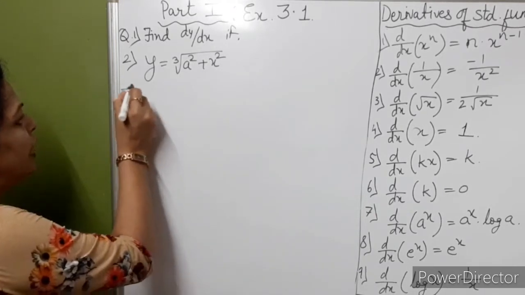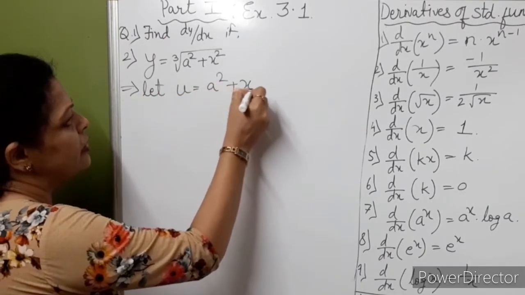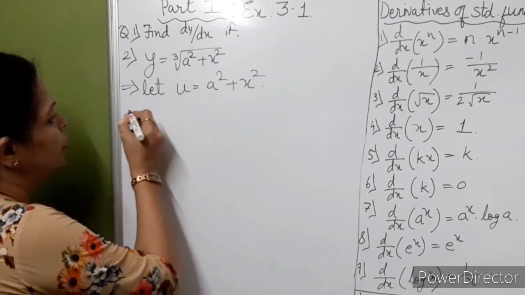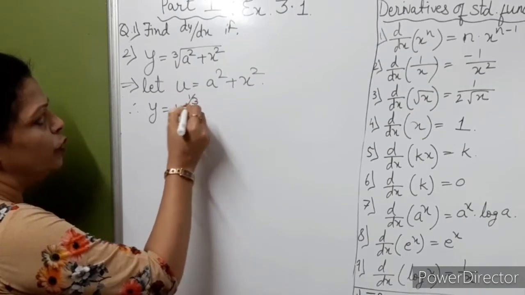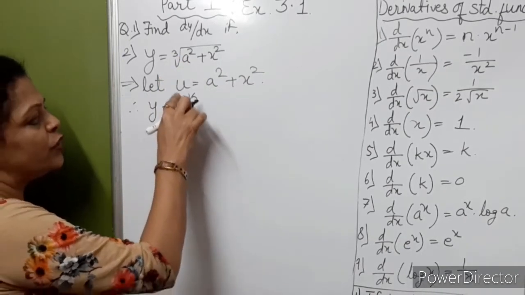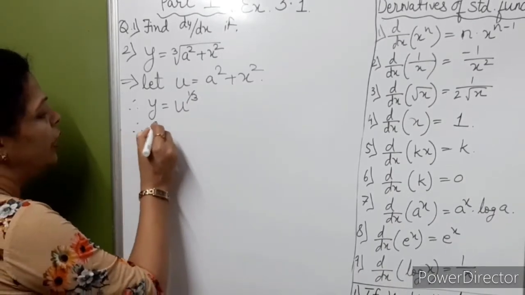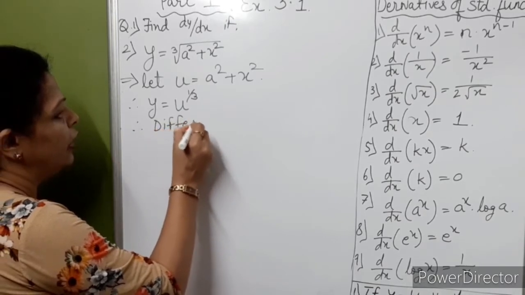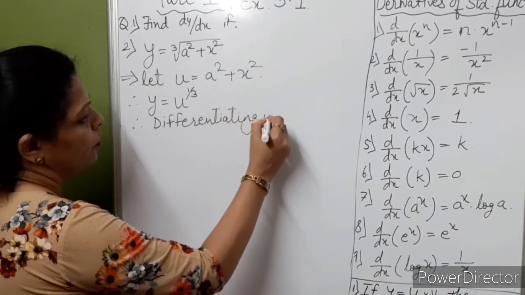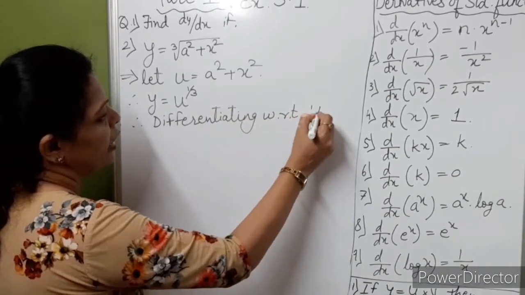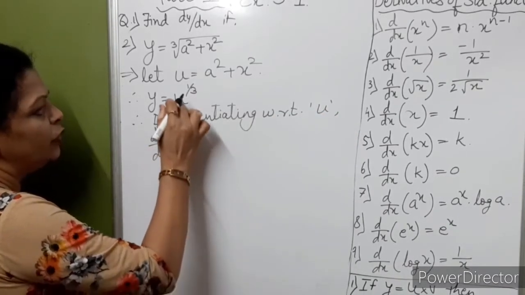The second sum: y is equal to cube root of a square plus x square. So, as usual, we will say let u is equal to a square plus x square. Correct? So, therefore, your y will be equal to cube root of u. Cube root of u is written as u raised to 1 by 3. Getting? So, therefore, differentiating with respect to u, dy by du. Now u raised to 1 by 3.